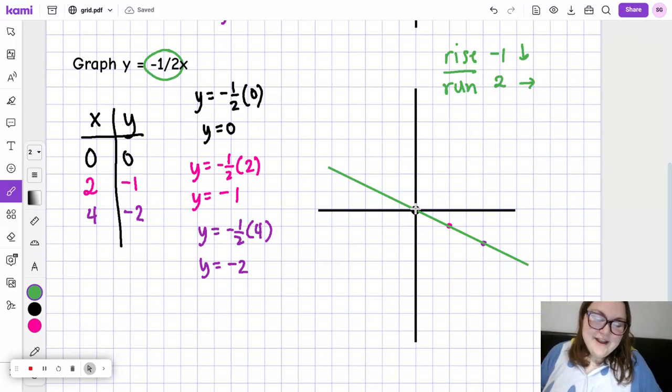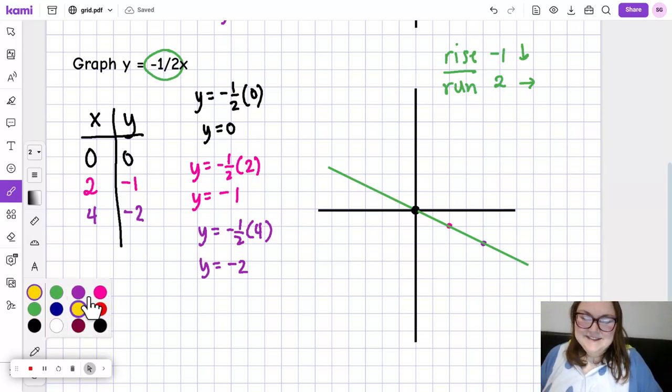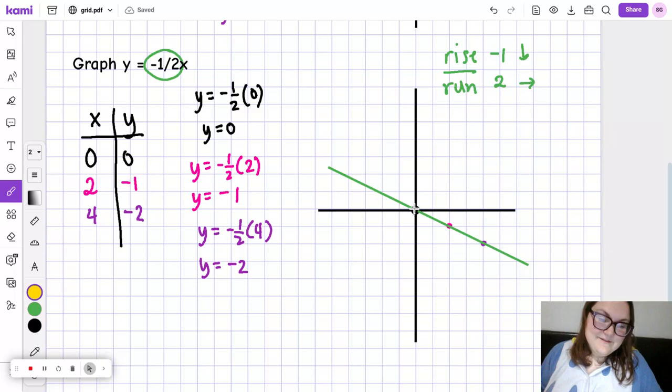So looking at our graph, we could start at 0 and then go down 1 over 2 to get our next point. Down 1 over 2. So the biggest difference here with that negative slope is instead of going up 1 and over 2, you are going down 1 and over 2. Down 1 over 2 again and again. We're going to be practicing that more in today's lesson.